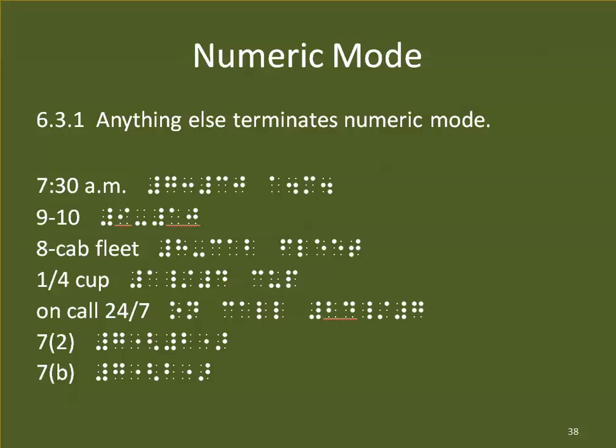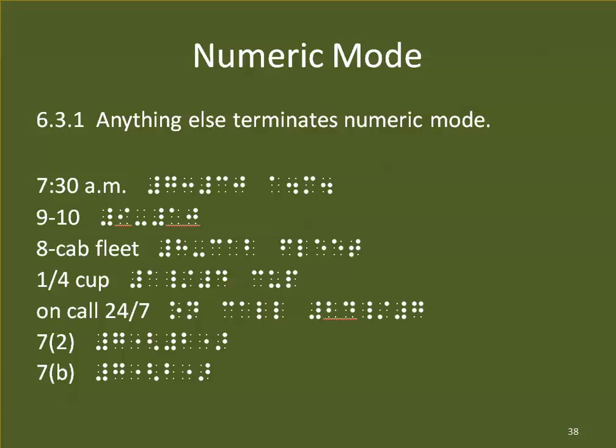Then we have 1/4 cup. Obviously, to us as human beings, we know that's 1/4, but again, a computer wouldn't know that, and for all we know, it might not be 1/4. Who knows? I can't imagine a situation like that, but you never know. So we have the numeric mode indicator and the number 1, a slash, which has stayed the same in UEB, thank goodness, and then we need to start up numeric mode again for the 4. And that's just how it was in the old code the last few years.